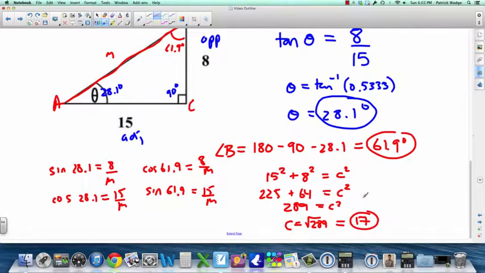Okay, that's it. Everything you need to know about last year's trigonometry. Starting next day, we'll go on to new stuff.